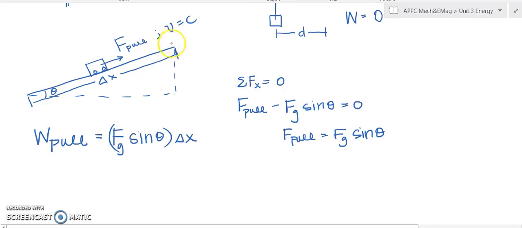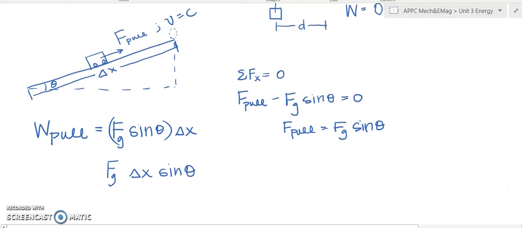And that would get it to this position up here, our final position. So Fg delta x sine theta. What's delta x sine theta equivalent to? Yes, the height. And if Fg is the weight, that means m times g times h is equal to the work done by the pulling force.